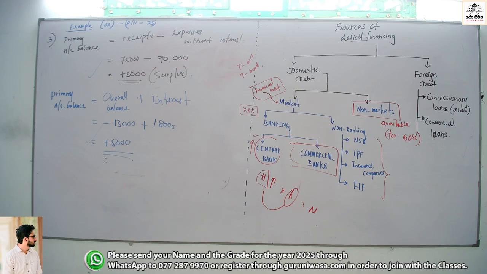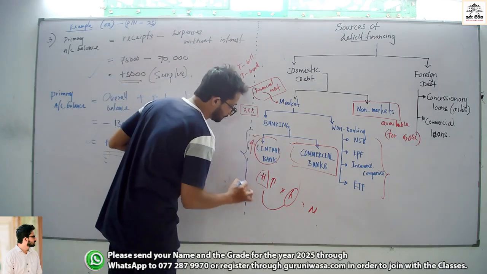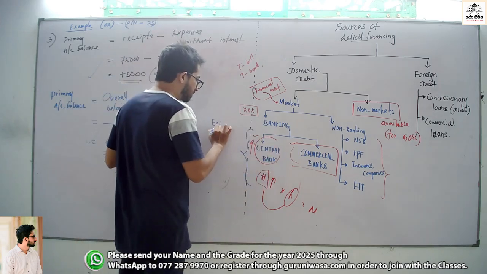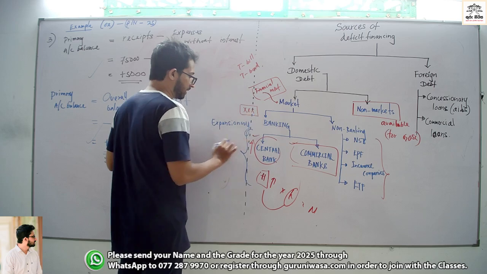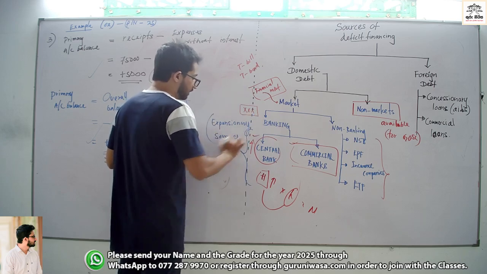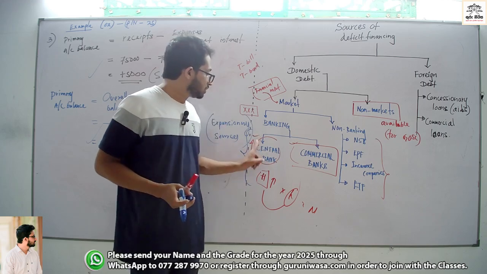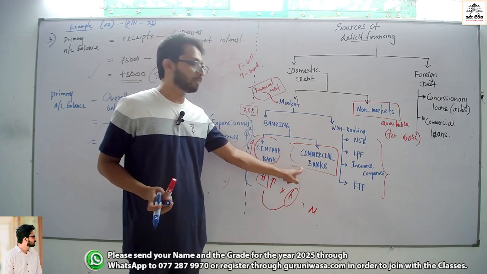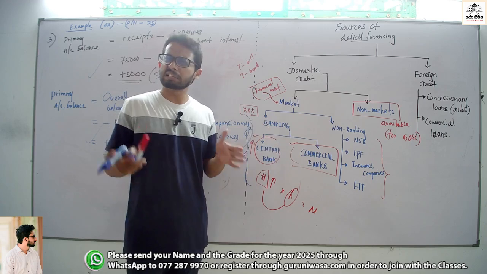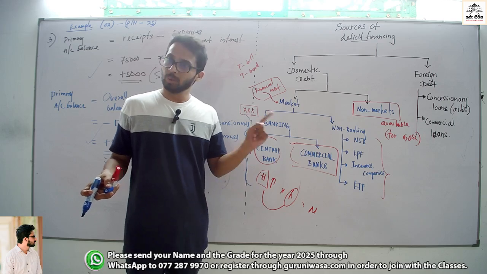So these are called the expansionary sources. What sources? Expansionary sources. Expansionary means money supply expands, right? So remember, borrowing funds from especially the central bank and commercial banks, or we can say the banking sector, is critical.